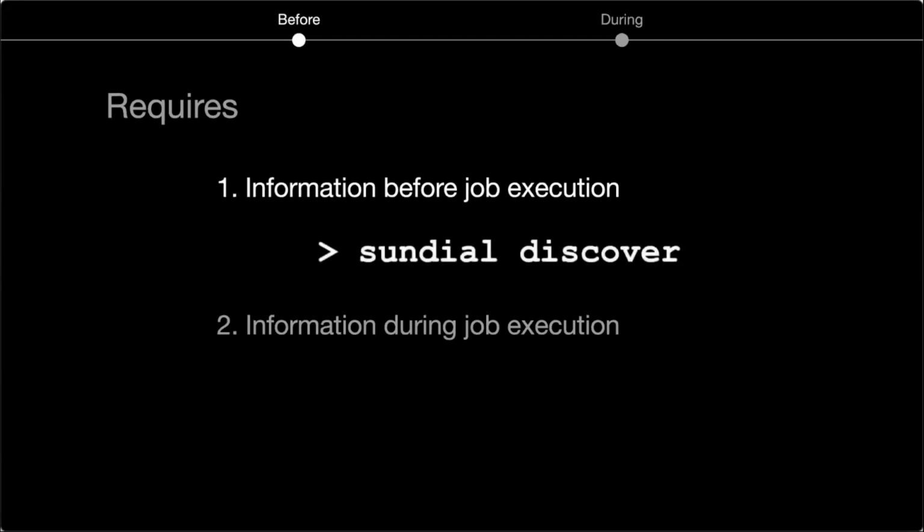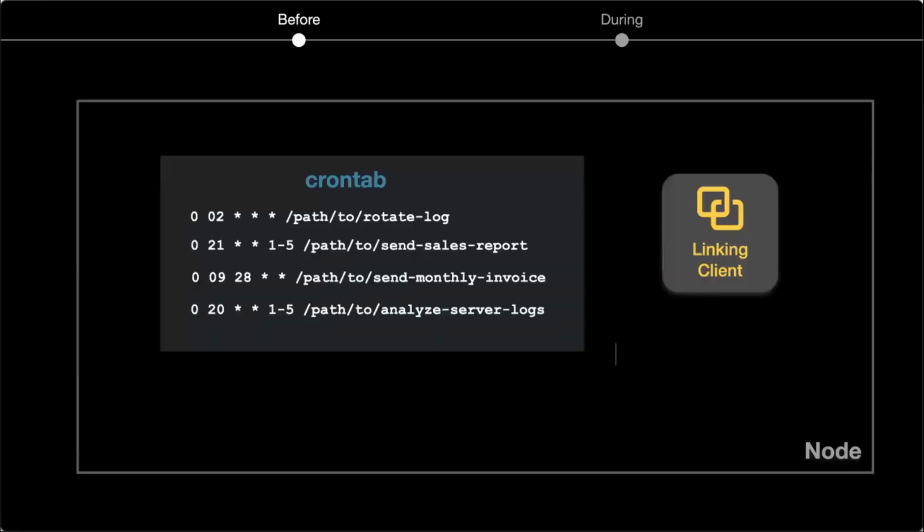Sending information about existing jobs before they execute is the responsibility of the linking client script triggered with the Sundial discover command. The user runs this command on setup to configure the cron utility and the monitoring service to work together. Let's take a look at how this is done. Sundial discover programmatically traverses the cron tab file, sending information to the monitoring service about each job.